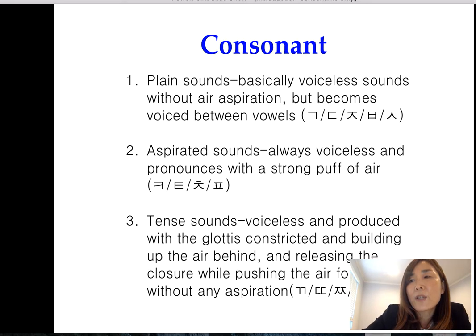These are 3 categories of clusters in the creation of consonant sounds. The plain sounds, basically voiceless sounds without air aspiration, but they become voiced between vowels: k, t, z, p, s. Aspirated sounds are always voiceless and produced with a strong puff of air: k, t, z, p. Tense sounds are voiceless and produced with the glottis constricted, building up the air behind, then releasing the closure while pushing the air forward without any aspiration: g, d, z, b, s.